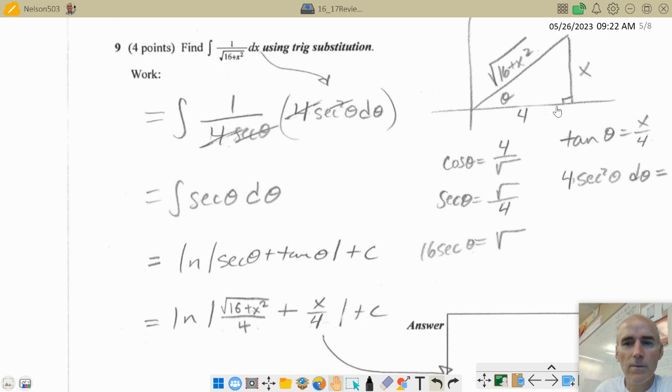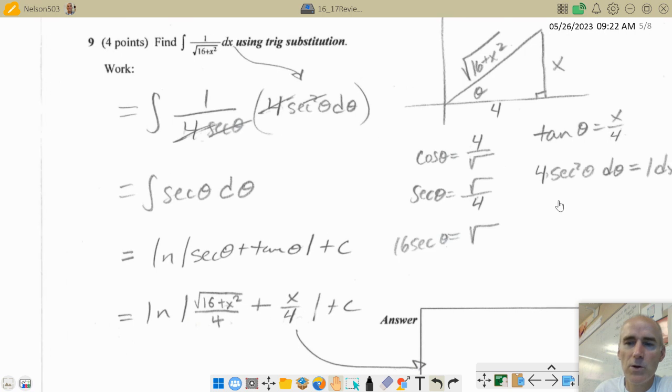All right, so I set up my triangle, and I've got addition in here with the square root, so that must mean we're looking for the hypotenuse. So one leg must be 4, because 4 squared gives 16. The other leg has to be x. I set up my basic trig function. The most basic one might be this one, tangent of theta equals x over 4. The secant would be the big square root over 4, right?